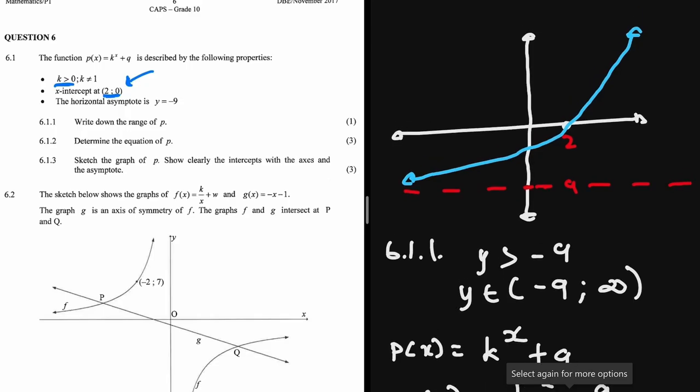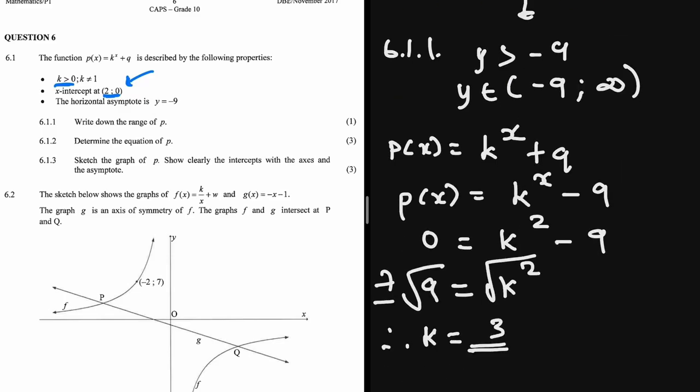So the last question says sketch the graph of P and show clearly what? The intercept of what? Of the axis and the asymptote. So already now we have plotted this function here, 6.1.3. We have shown now the x-intercept. We have shown now the asymptote here. So we can just also find what? Our y-intercept, and then we can also show that coordinate there.